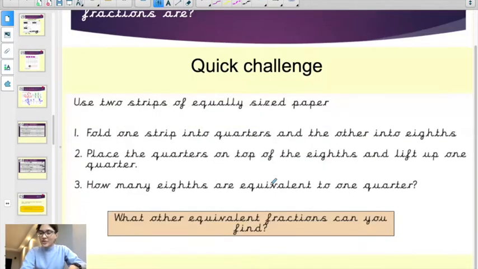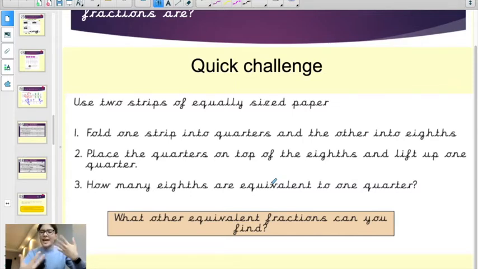A quick challenge for you. I would like for you to grab 2 strips of equally sized paper. Number 1, you're going to fold one strip into quarters and the other into eighths. So you fold one strip of paper 4 times and you fold the other one 8 times in half. Number 2, place the quarters on top of the eighths and lift up 1 quarter.